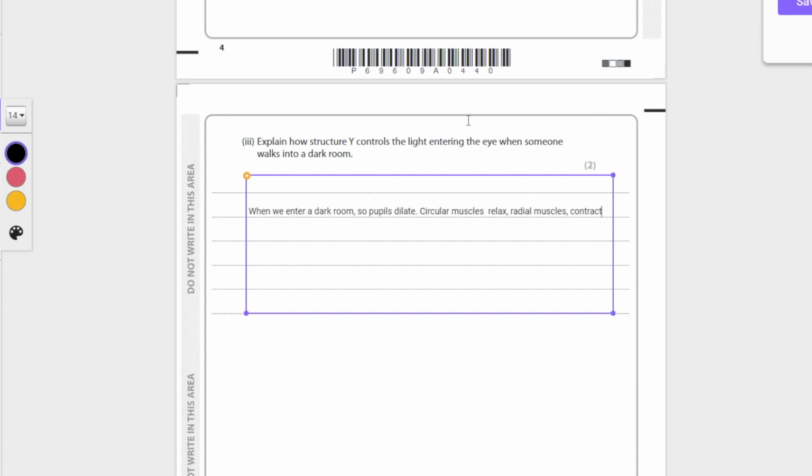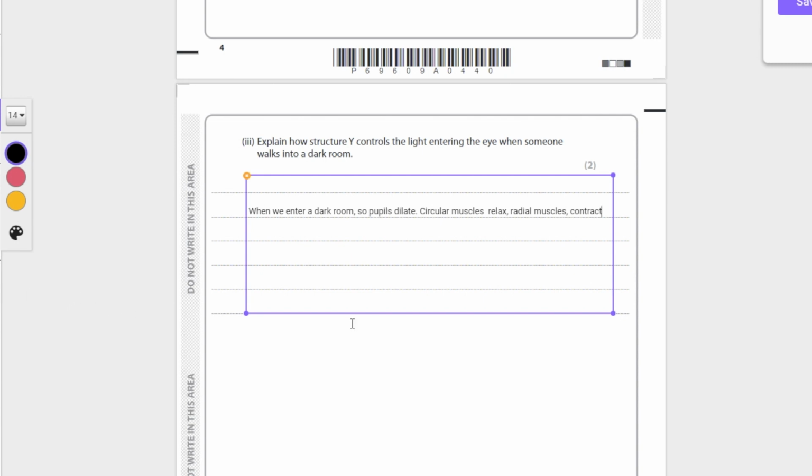So remember that when you enter a dark room, the radial muscles are the ones that are going to make your eyes bigger. The radial muscle is the one that makes your pupil get larger, and your circular muscles are the ones that help your eye contract. So in a dark room, your circular muscles relax, radial muscles contract.